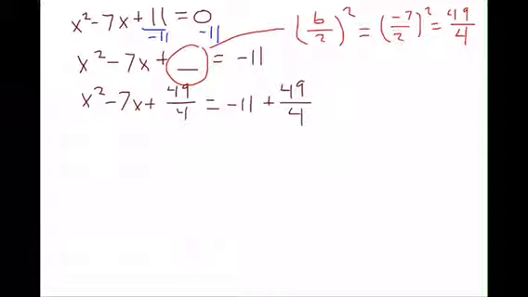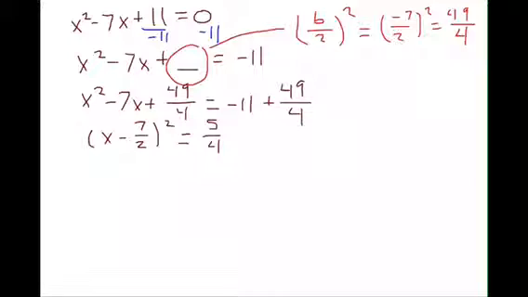So now you can easily factor out the x squared minus 7x plus 49 over 4, giving you x minus 7 over 2 squared equals 5 over 4, and we get that from just adding negative 11 and 49 over 4. Oh, and how I got the negative 7 over 2 is by simply dividing your b by 2. So now all you have to do is isolate x, and the first step of doing that is putting square roots on both sides to get rid of the square.